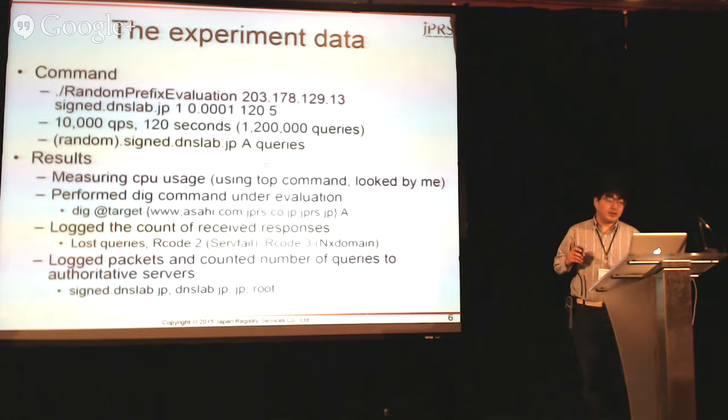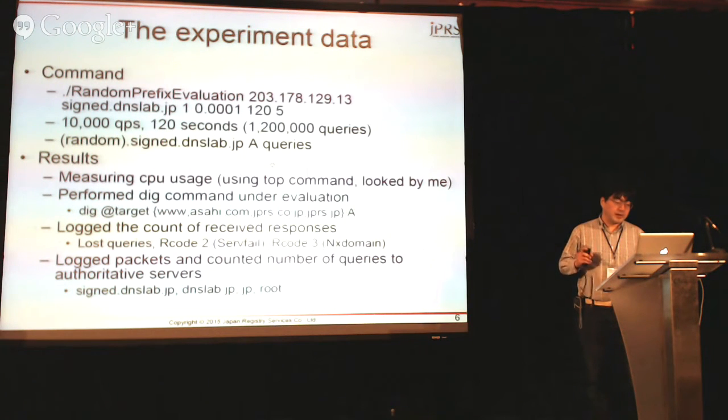I show results using 4 data. I measured CPU usage using the top command, and I performed the dig command under evaluation: dig @target for 3 domain names. And then I logged the count of received responses: lost queries, RCODE 2 SERVFAIL queries, RCODE 3 NXDOMAIN name error queries. I captured all packets which the full resolver sends and receives, and I parsed and counted the number of queries to authoritative servers: signed.dnslab.jp, dnslab.jp, and JP root.